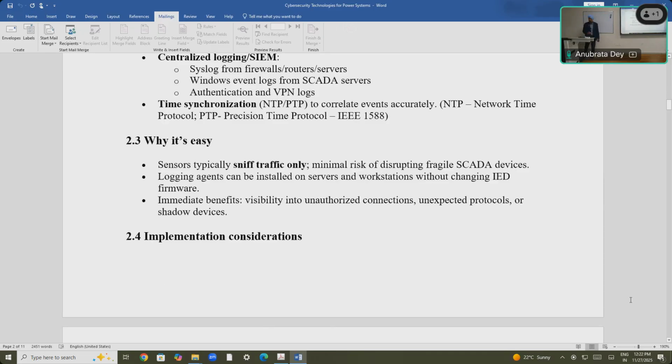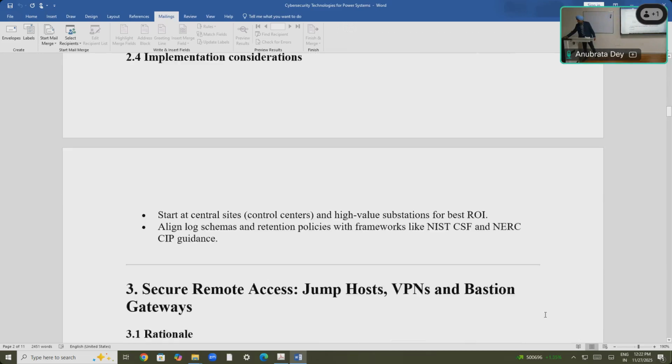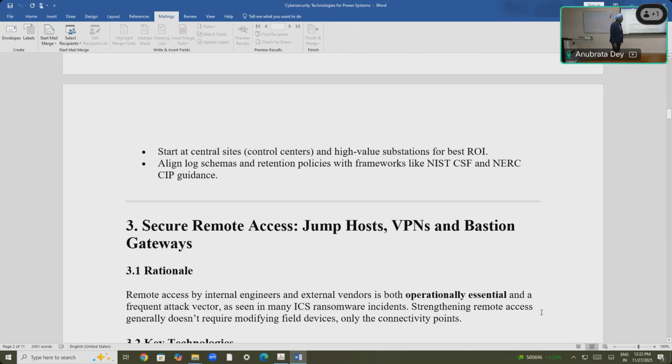Why is it easy? Because sensors typically sniff traffic only, so you could have sensors sniffing traffic. And then logging agents; some of these tools are available where you could log the events in the network and so on. So what are the immediate benefits? Visibility into unauthorized connections, unexpected protocols, or any set of devices that you have. You could start at the central sites and high-value substations if you have nothing right now. Some of the log information you can align with the NIST standard and the NERC standard. I'm sure you have your own standards in this area.